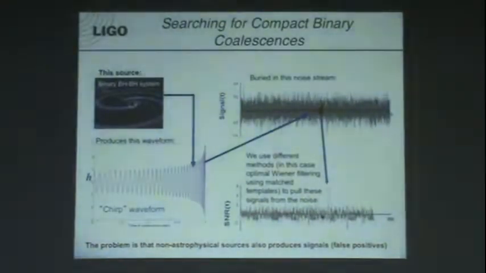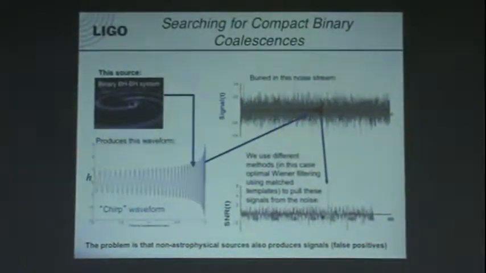The title was changed at least 10 times, but the part that really never changed was the bottom. These observations demonstrate the existence of binary stellar mass black hole systems. This is the first direct detection of gravitational waves and the first observation of a binary black hole merger. It was a pretty remarkable discovery the first time out. All right. How did we find them?